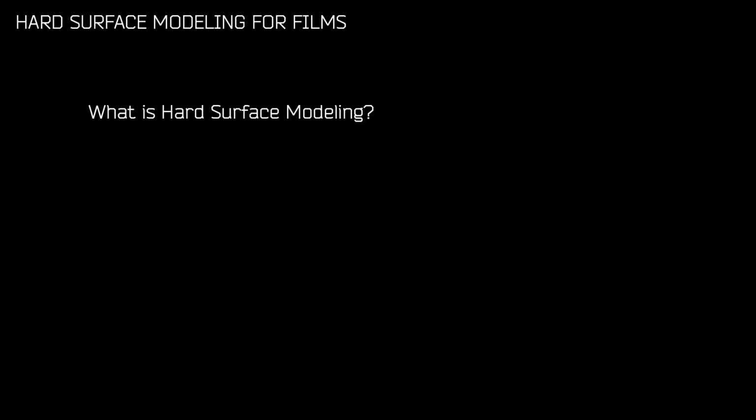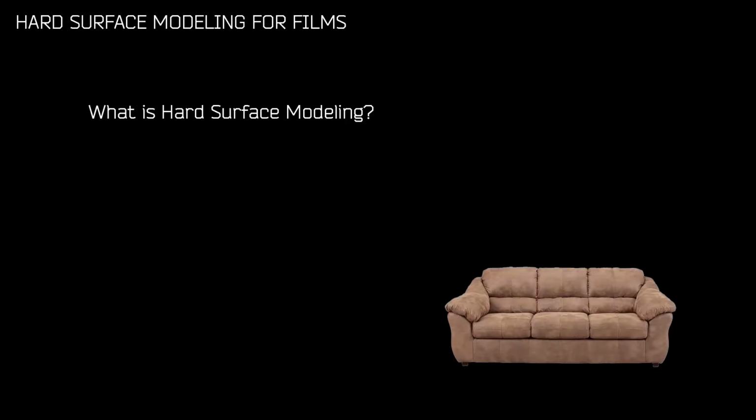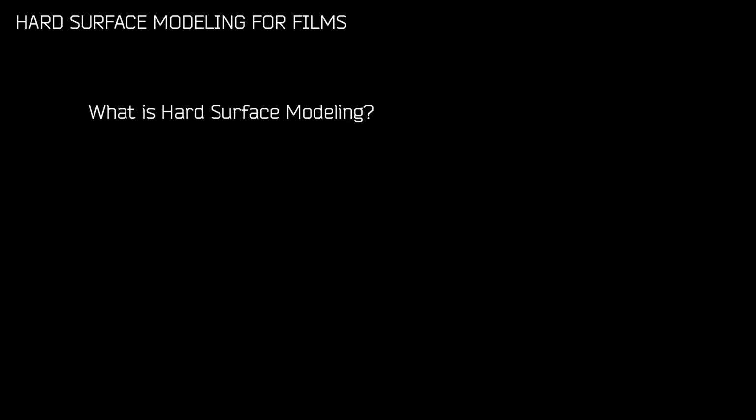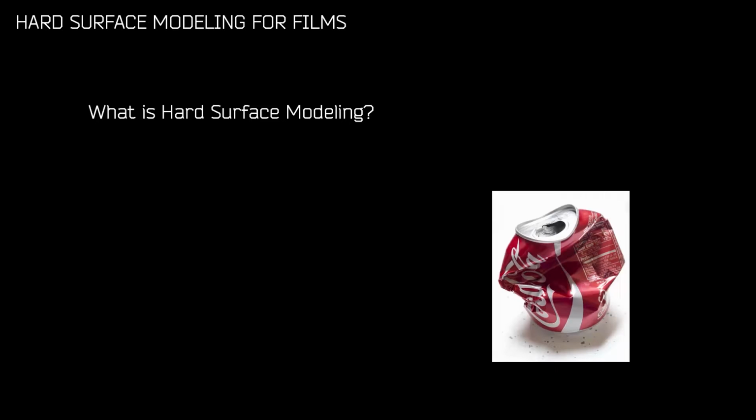So the question is, what is hard surface modeling? And it's hard to get a clear definition. I've heard some distinguish it from organic modeling by saying hard surface models are models of man-made objects. But what about something like this man-made couch that's soft and pillowy with wrinkles and skin texture? I've also heard that hard surface models are models that don't deform in the way the character model would. But sometimes a hard surface model does need to deform, like this crumpled soda can.